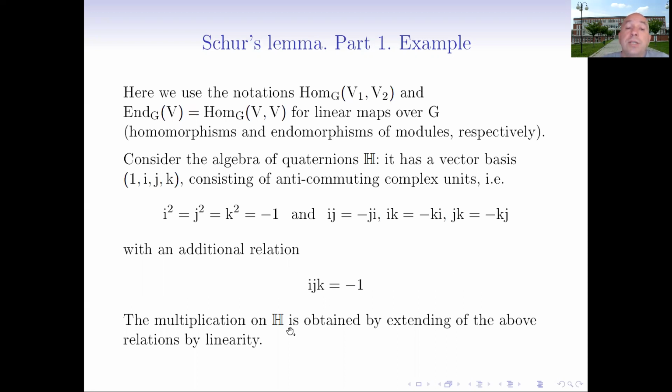The multiplication of quaternions is obtained by extending the multiplication on generators by bilinearity to the whole H. So if you have a linear combination of 1, i, j, k, and the second one is the same, then we just open the brackets and take all possible products. Given that the multiplication of generators is again one of the generators, this will again be of the same form. So it will be spanned by the same basis, 1, i, j, k.